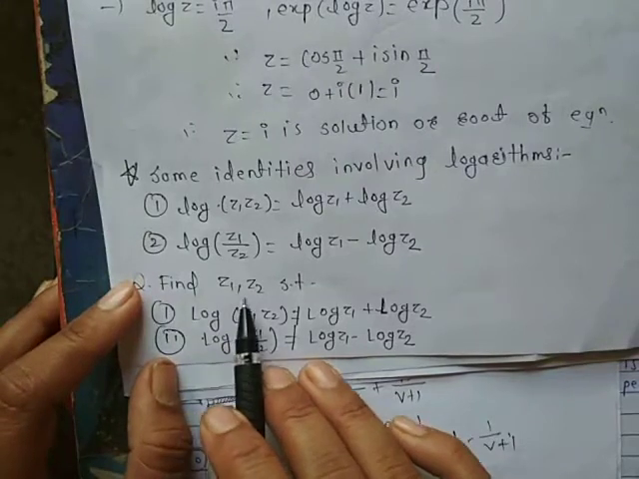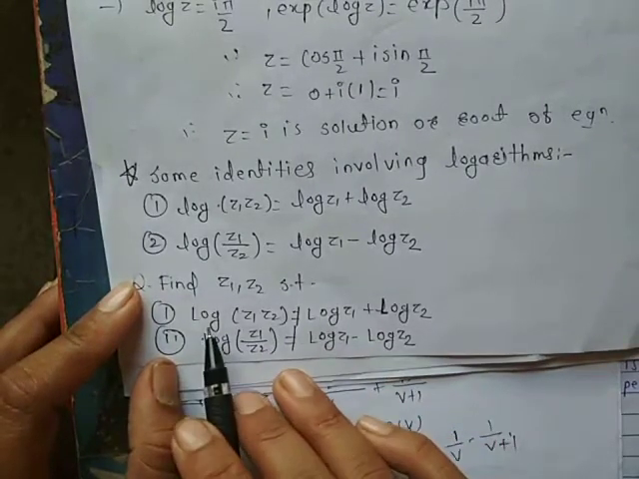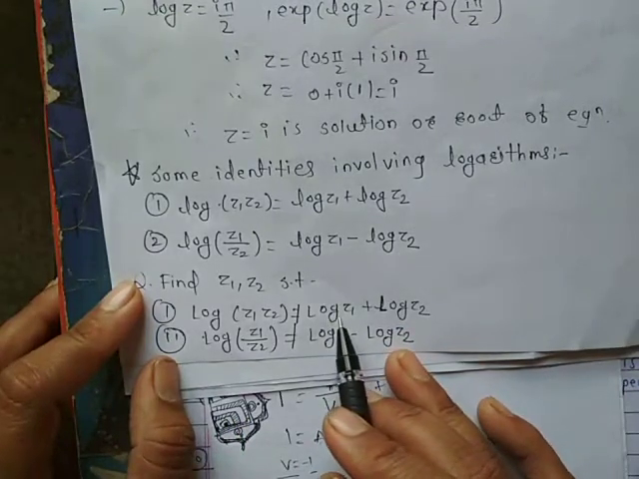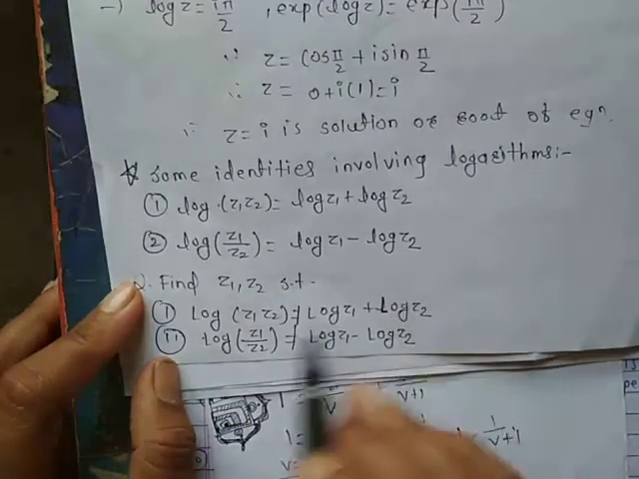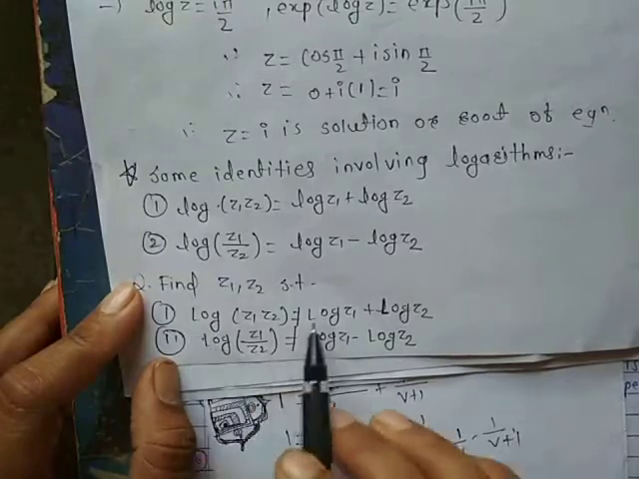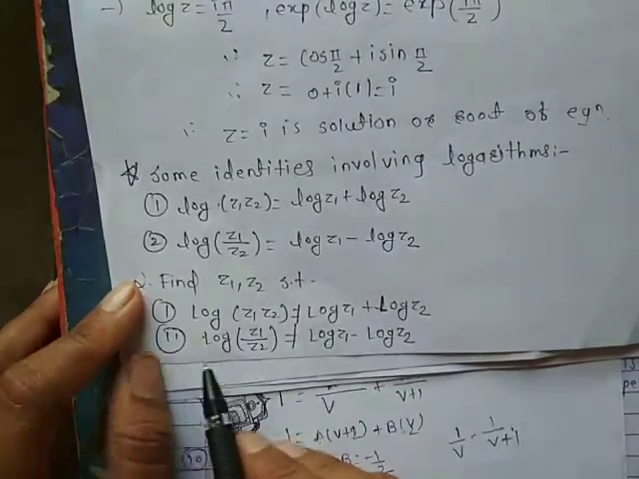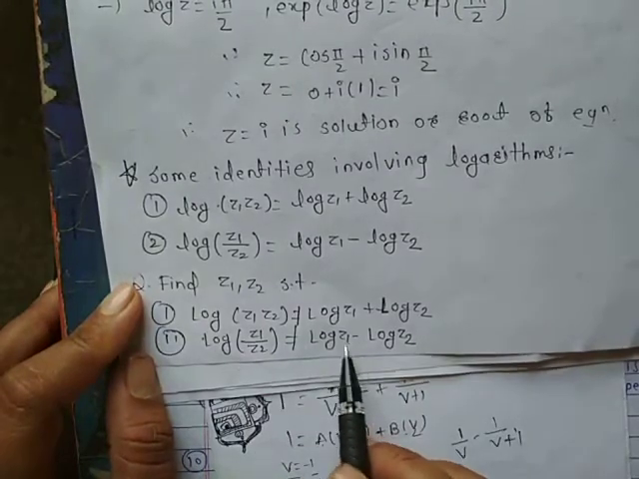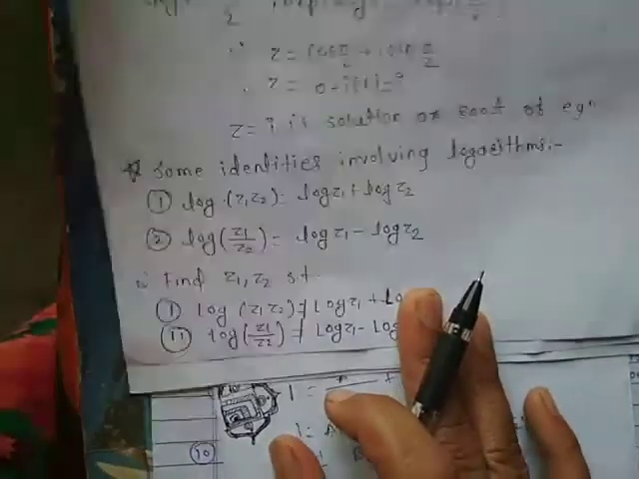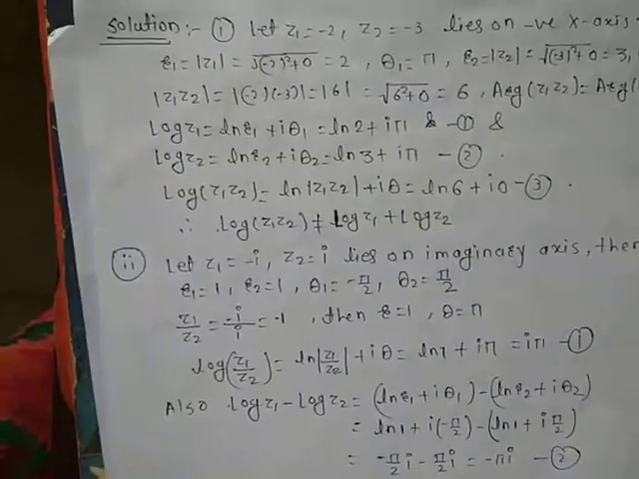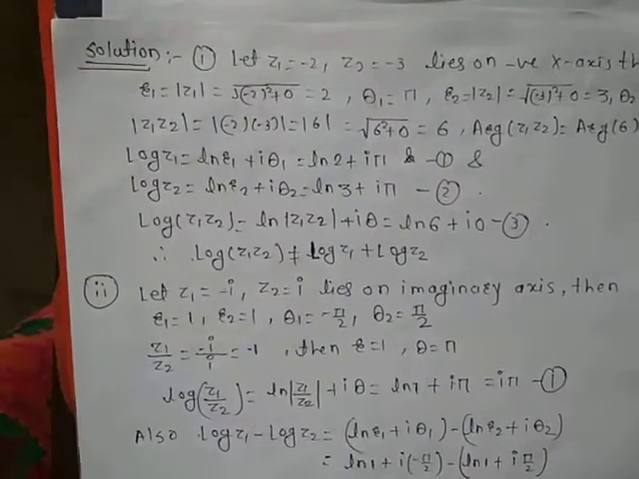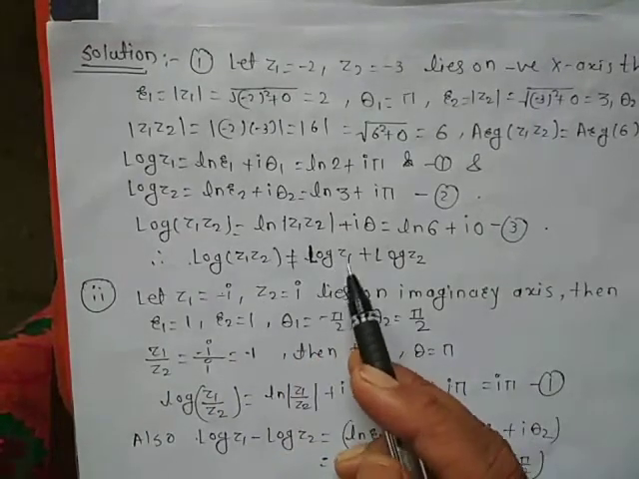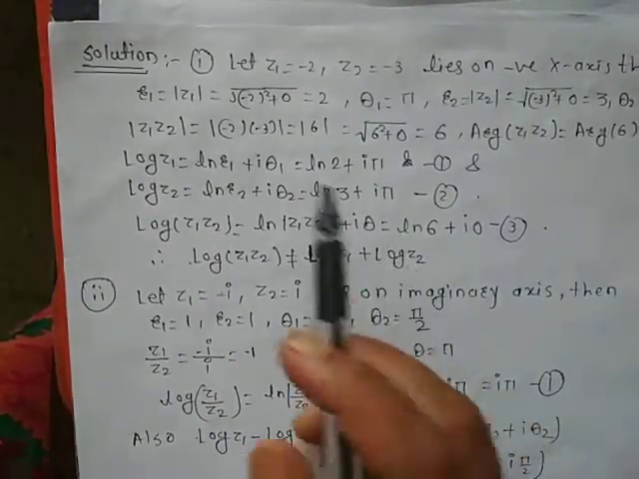Question is find z1, z2 such that log of z1 into z2 is not equal to log z1 plus log z2. This log here is a principal branch. Second is log of z1 upon z2 is not equal to log of z1 minus log of z2. Let us see the solution. We have to show that log of z1 into z2 is not equal to log of z1 plus log z2.